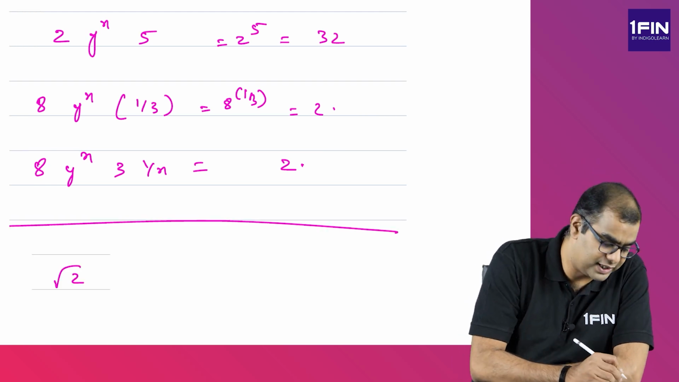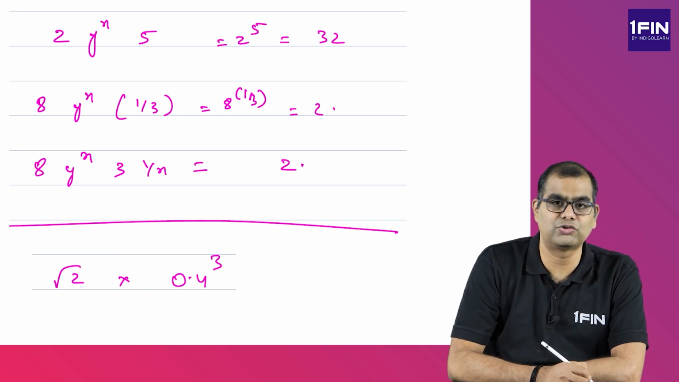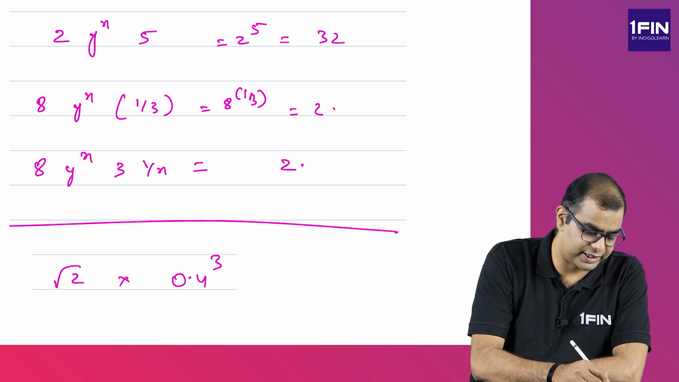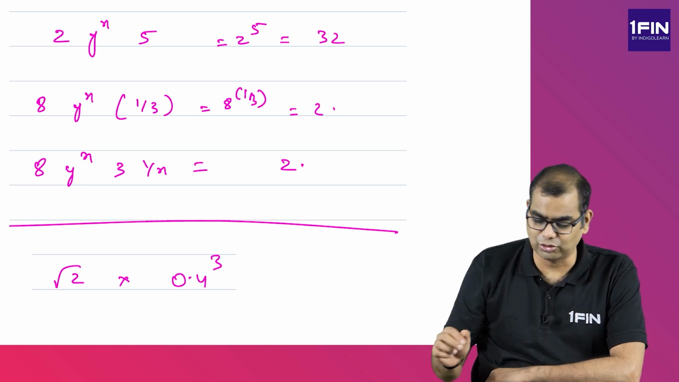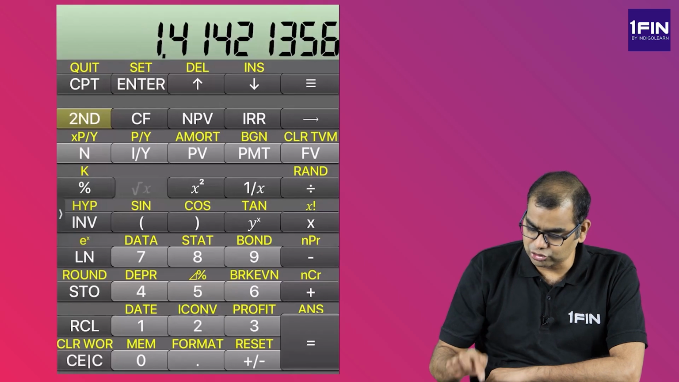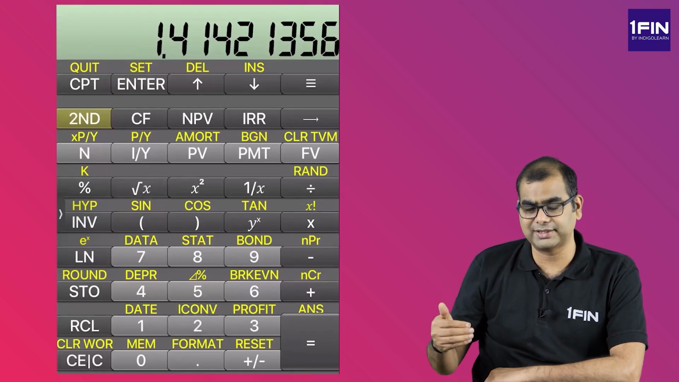So now let us compute the next one, which is square root of 2 into 0.4 power 3. Now what is square root of 2? 1.414. Some of you may, if you don't remember, no problem. I have not yet explained the storage function. I will explain that in the next step.